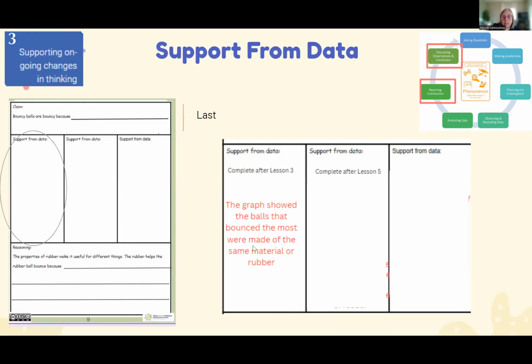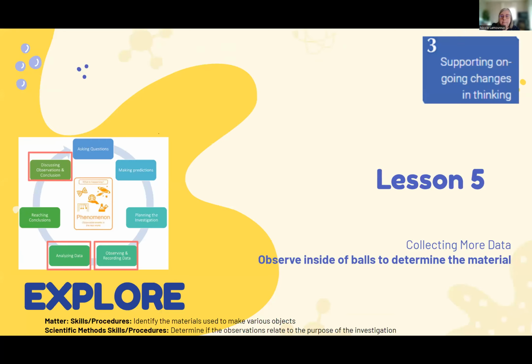So the graph shows that the balls that bounce seem to have rubber, or the material seems to be the same. Like they could be describing it at that point. They may not necessarily say rubber at that particular point.